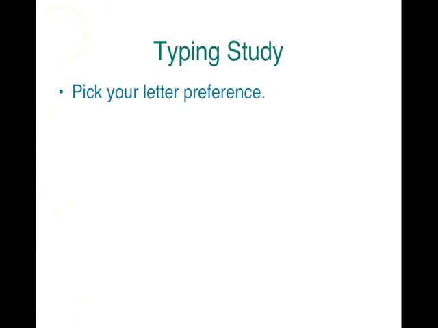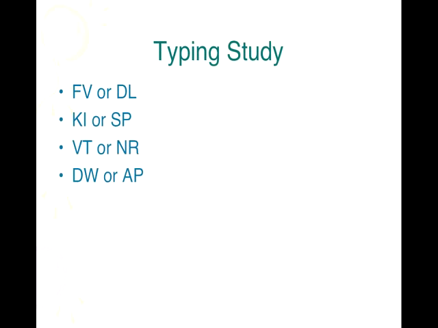All right, in this typing study. So what they did in the typing study was they gave people letter dyads. That means there's two of them. And they asked them to pick either FV or DL. So people would pick, let's go with DL. And KI or SP. Let's go KI. VT, NR, NR, DW, AP, I'm going to go AP. Okay. So you were just picking back and forth, back and forth.